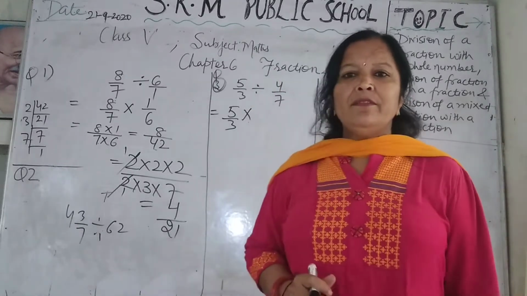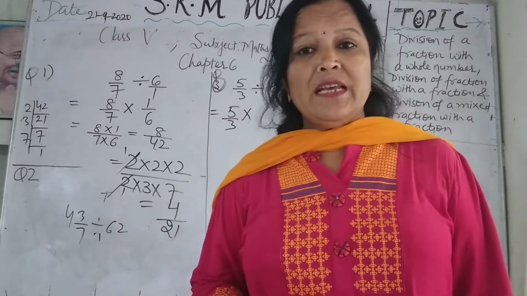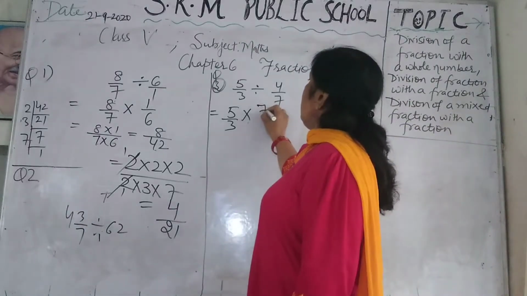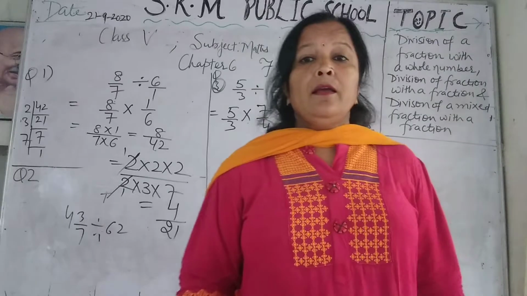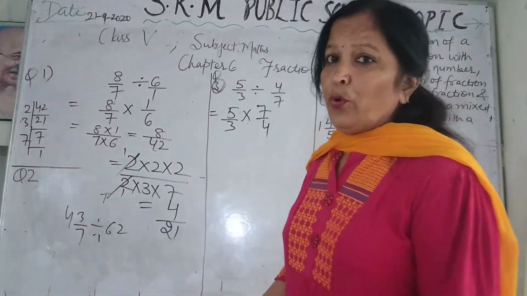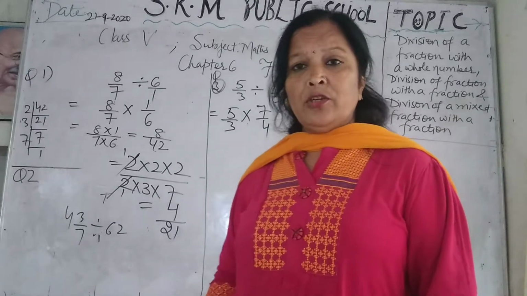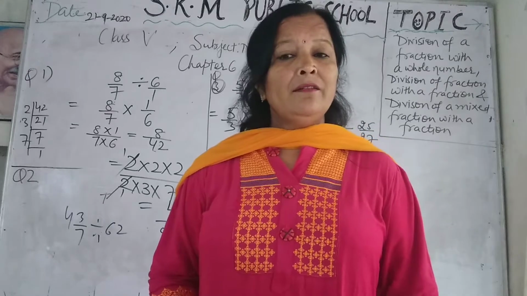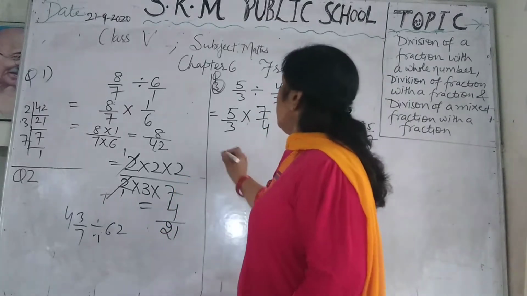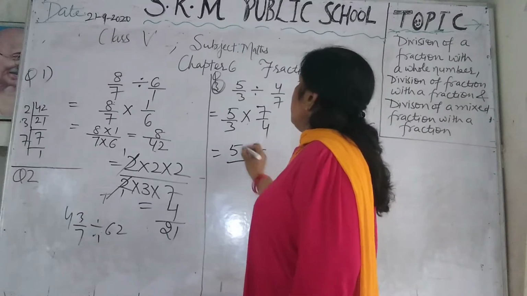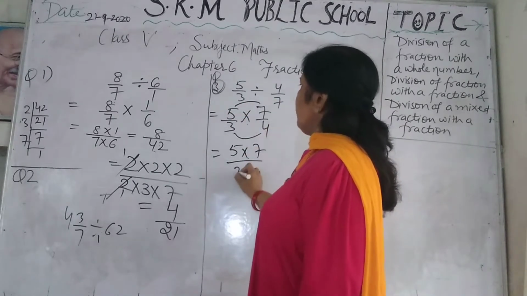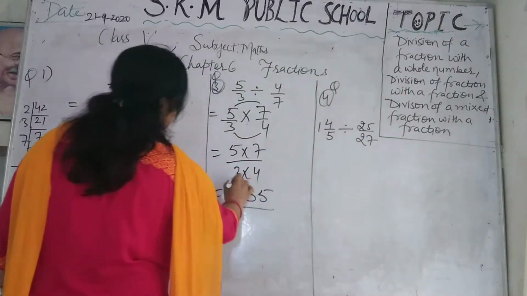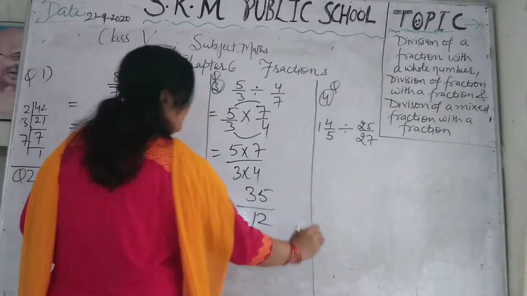The reciprocal of 4 upon 7 is 7 upon 4. Now, the next step. In my earlier videos, I have taught you how to multiply a fraction with a fraction. Just multiply numerator with numerator, then multiply denominator by denominator. 5 into 7, numerator with numerator and denominator with denominator. Okay. 5 sevens are 35. 3 fours are 12.